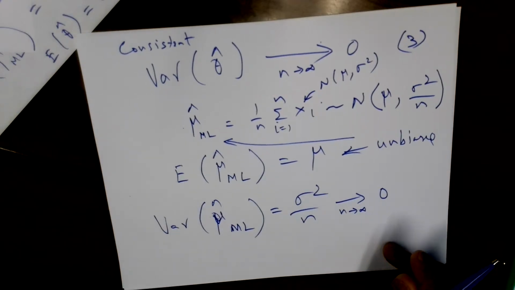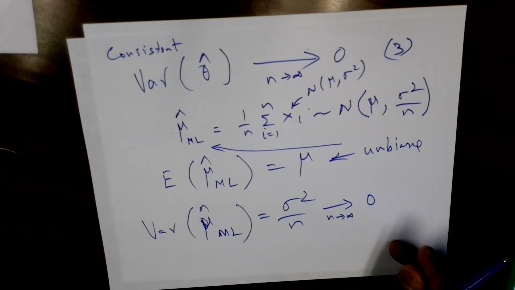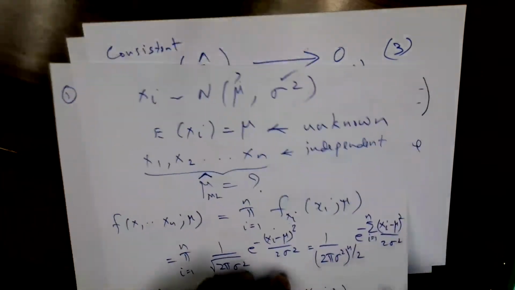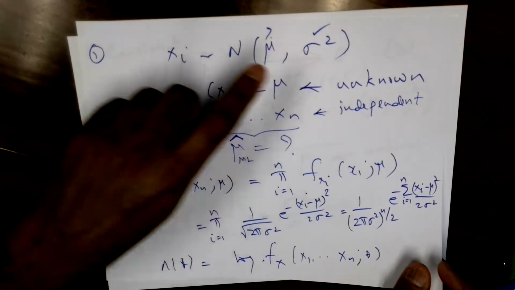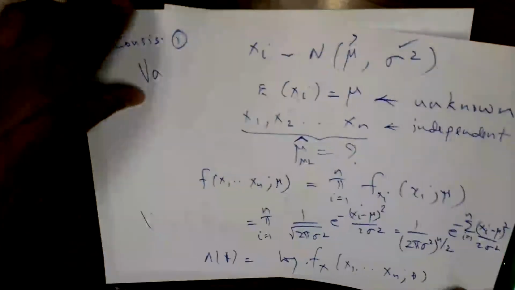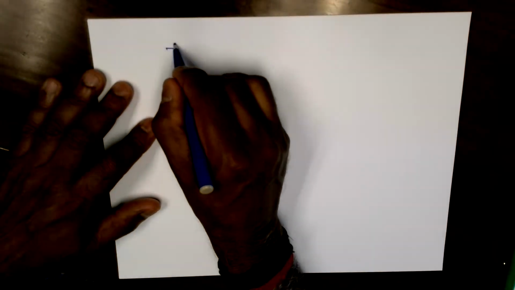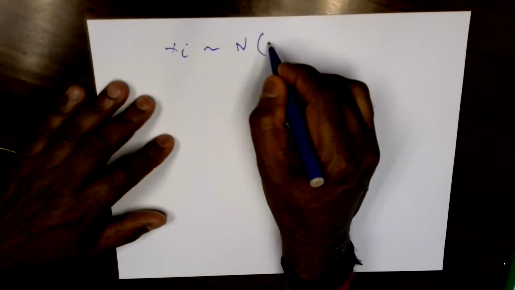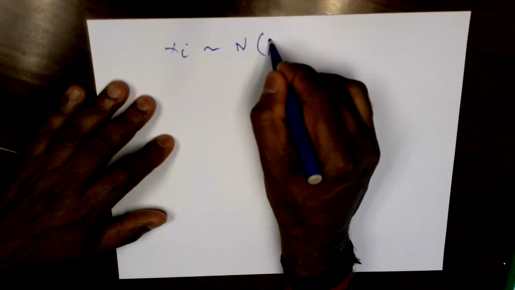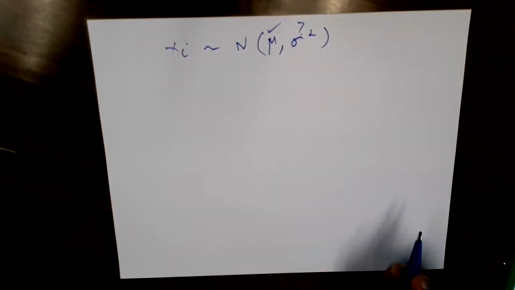All right, let me move on and do a few more problems. If you notice, now the normal has 2 parameters. So let's assume in the next case that the other parameter is unknown and see what happens. So let's redo the same problem. Here the unknown is sigma squared. So I'm assuming that mu is known.